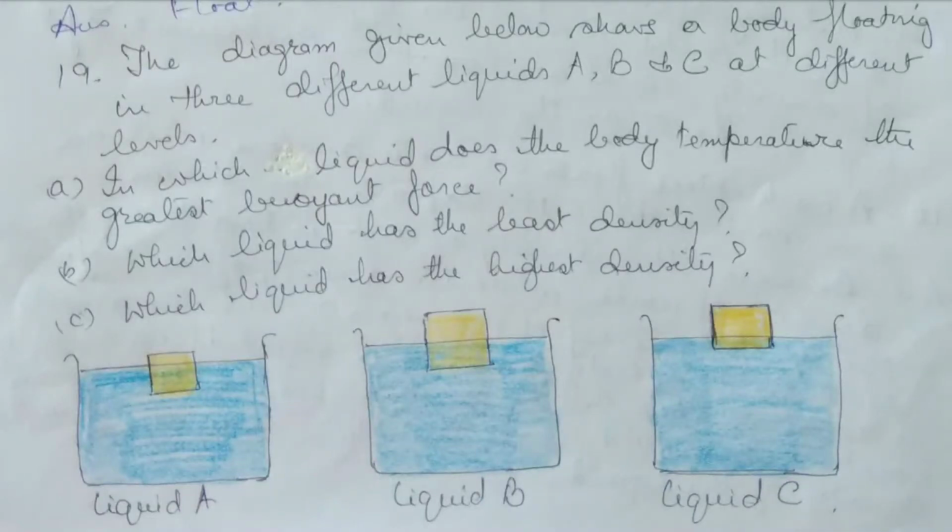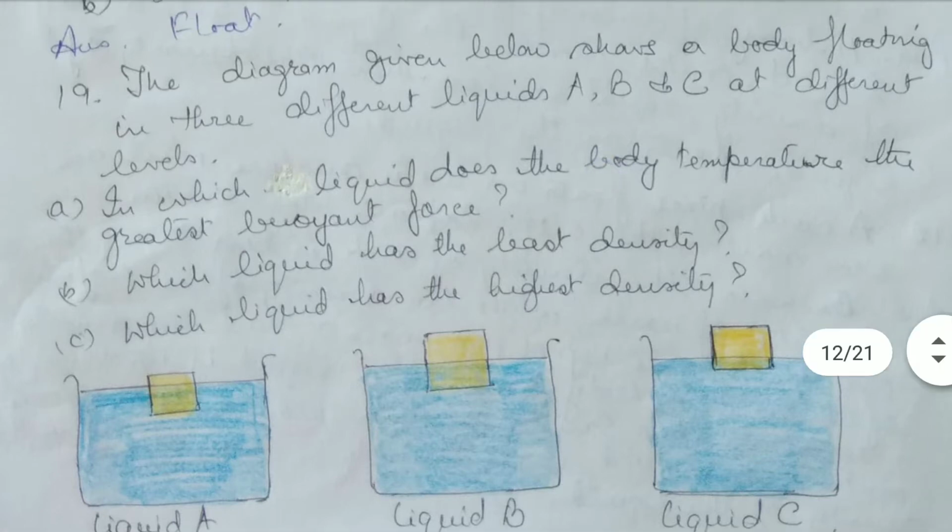Today I am again going to discuss the question answers of physical quantities and measurements, according to the ICSE syllabus class 8. Today I am going to start with the last question which I ended yesterday, in my last video. So the 19th question: the diagram given below shows a body floating in three different liquids A, B and C at different levels.